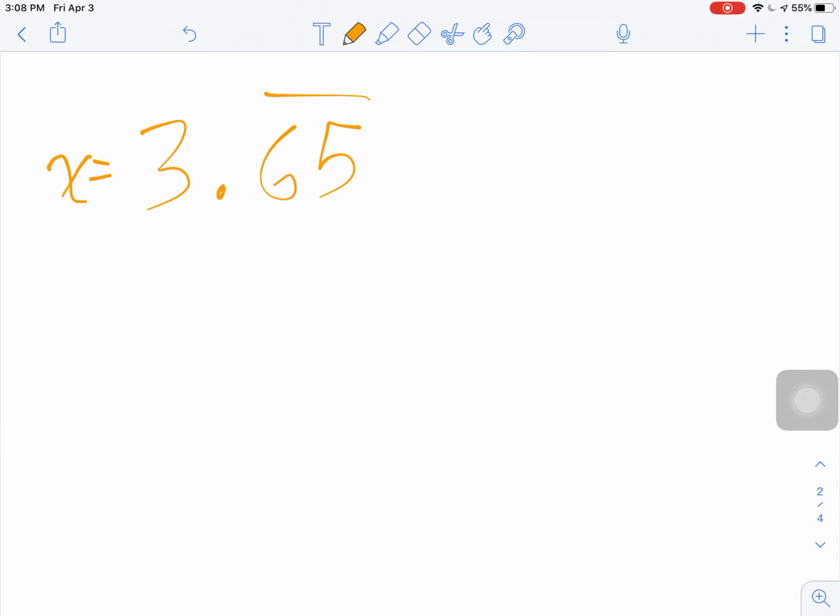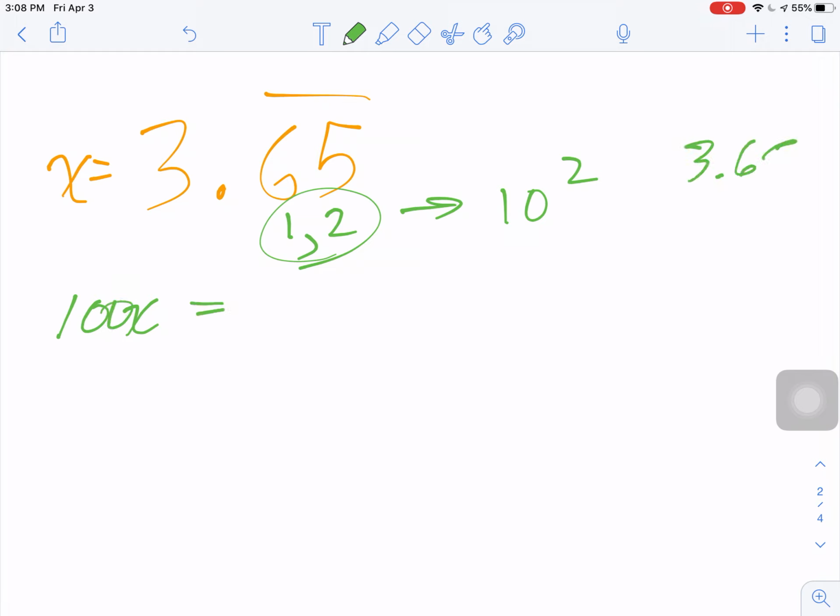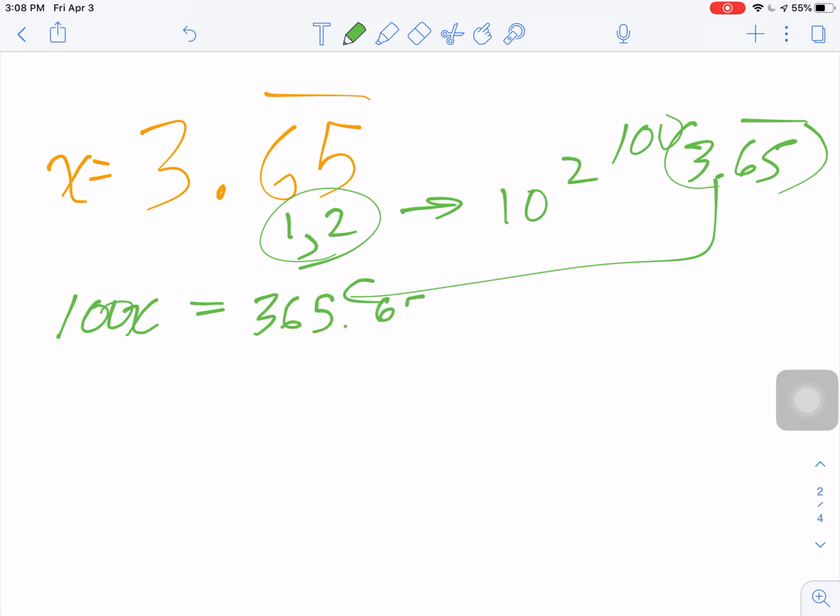And then since there are 2 decimal places, I'm going to say this is 10 to the second power. So I'm going to multiply x times 100. So I'm also going to multiply the 3.65 repeating times 100. So when I do that, I get 365, and then 0.65 still stays in there, because when I move that decimal place 2 places, I'm going to still have that 0.65 because it keeps repeating.